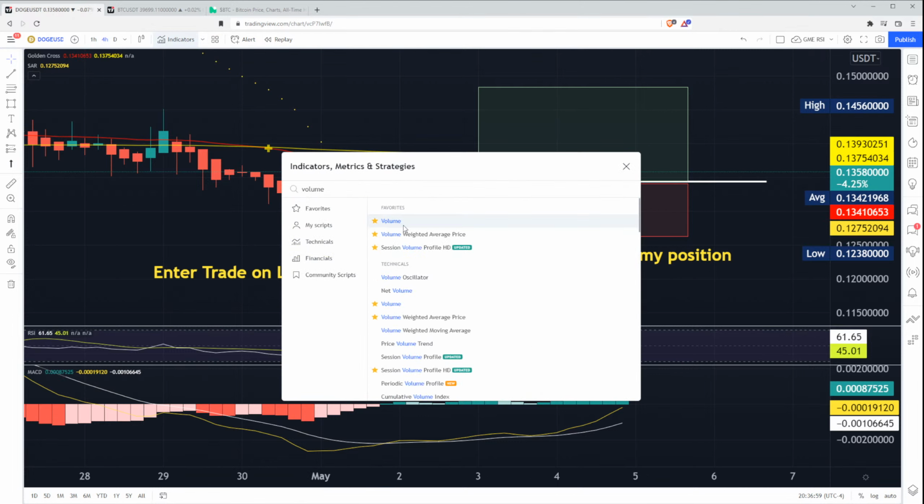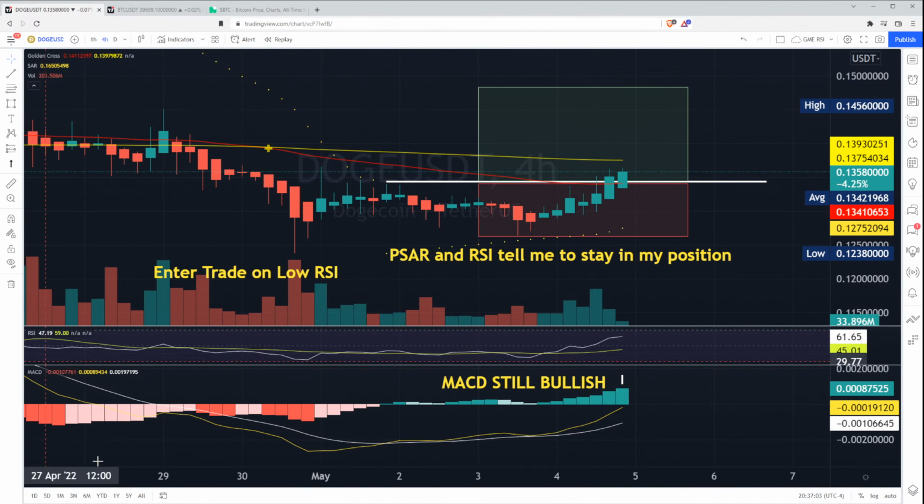Volume. You notice we never looked at volume the whole time? Well, let's throw on volume. And look at this volume increase. Notice how we started getting an increase in volume on the 4 hour a little bit before I entered my position. So definitely there's more interest and more buy pressure coming in here as well. We had a candle for over 300 million DOGE up here.